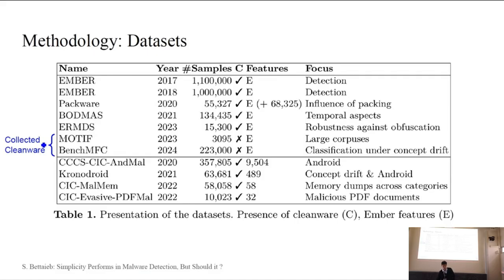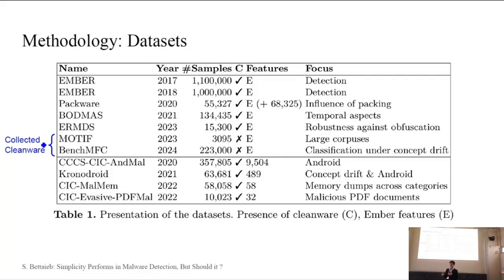So we use 11 public datasets. Most of them are Windows datasets, from the EMBER family, and we also have Android and malicious PDF datasets. To avoid confusion, we have the EMBER datasets and the EMBER features, and they're not the same thing.